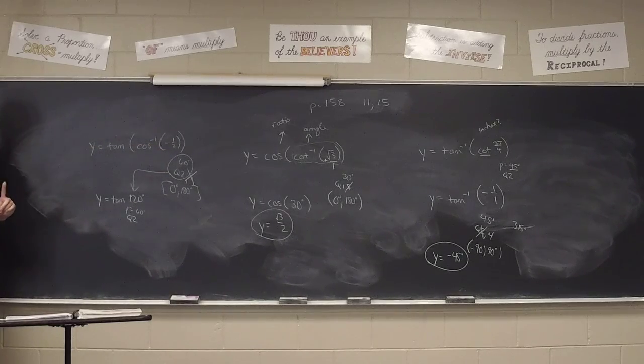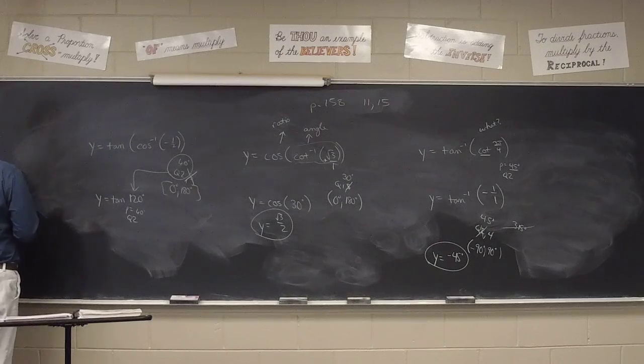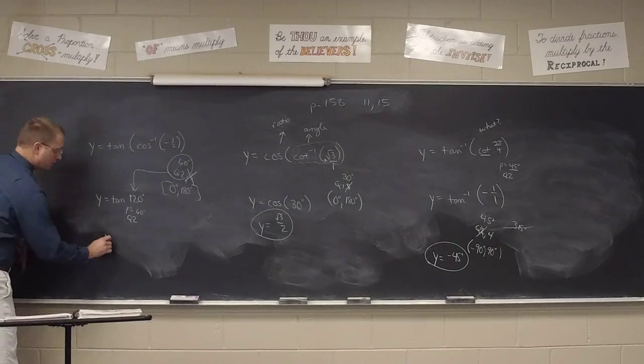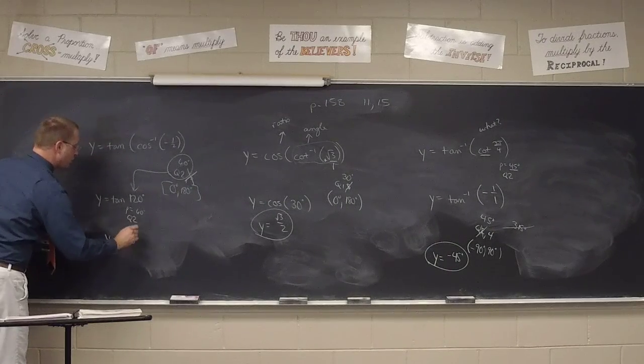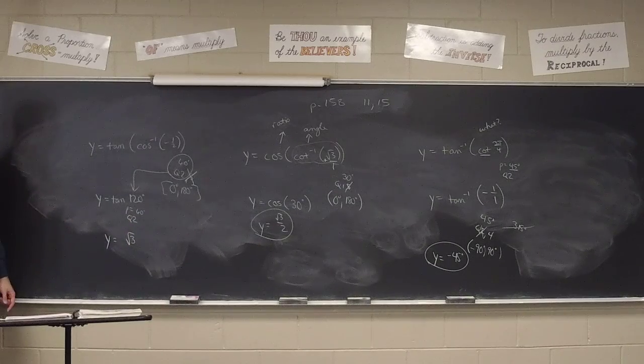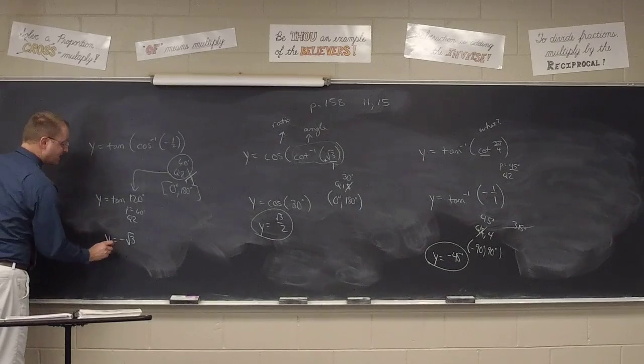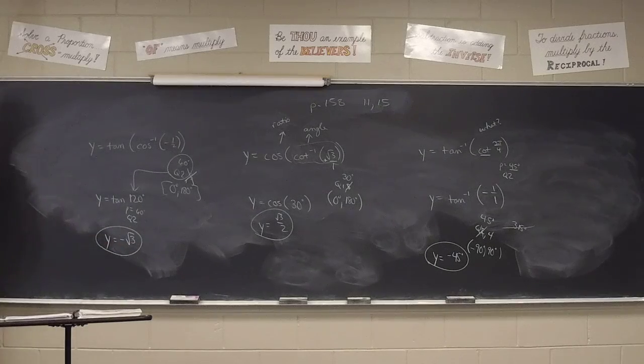Now the question moves to what is the tangent of 60? Right, and what is the tangent of 60? Square root of 3 over 1. Good, or just square root of 3. And we should also ask ourselves, Ethan, what is tangent in quadrant 2? And the answer is negative. So we're going to get negative square root of 3 for our answer.